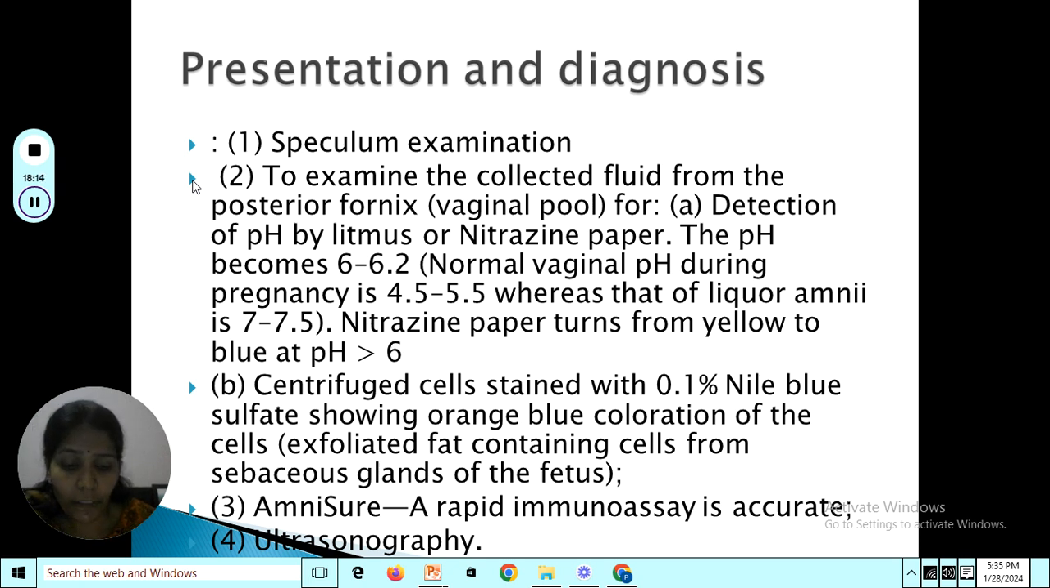And one important thing to mention here is that whenever there is early rupture of membranes or premature rupture of membranes, a speculum and a vaginal examination is important, because there is a chance of cord prolapse if there is a malpresentation or a high station of the presenting part. So that also has to be ruled out.